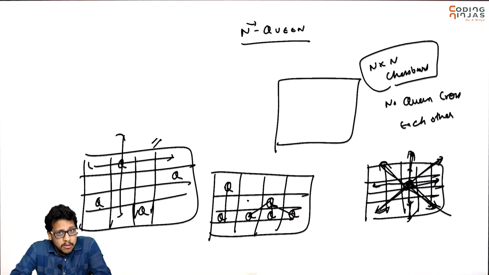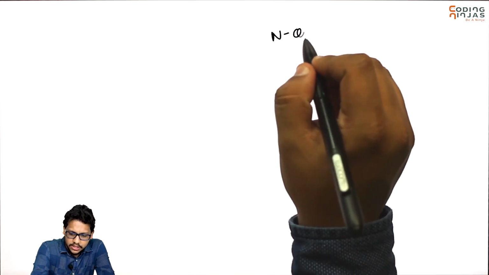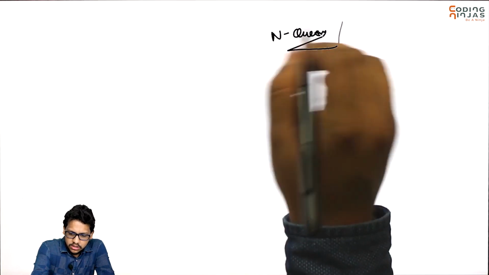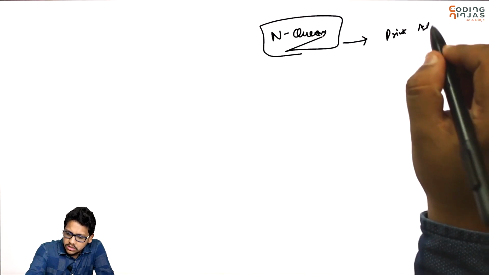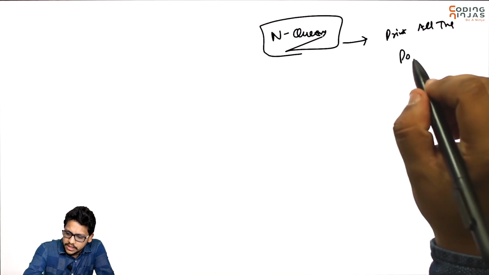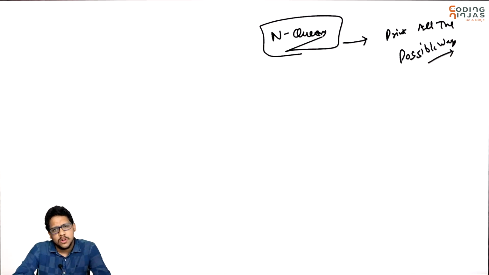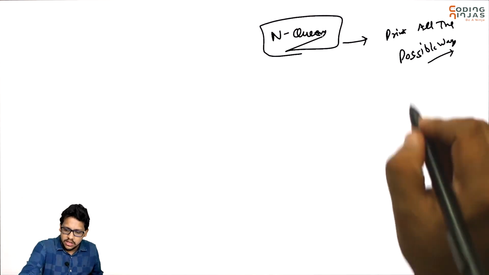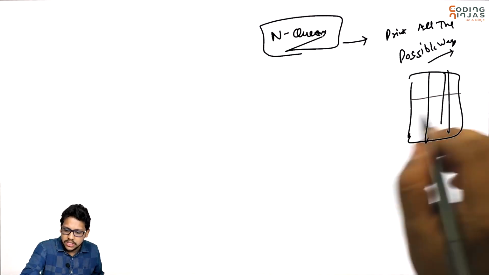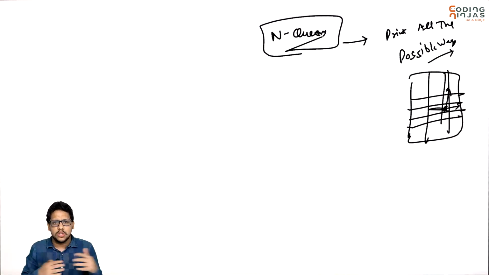So your problem is that if you are given n queens, you need to print all the possible ways of placing n queens on an n cross n chessboard. That's the way you need to solve it. And no queen can cross each other, meaning a Q can move in all 8 possible directions, so you have to make sure that no queens are crossing each other.